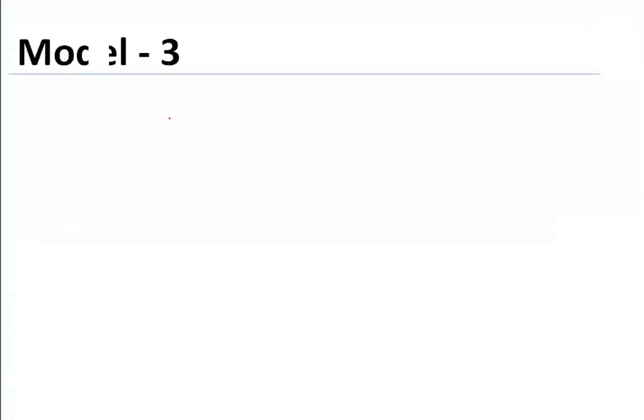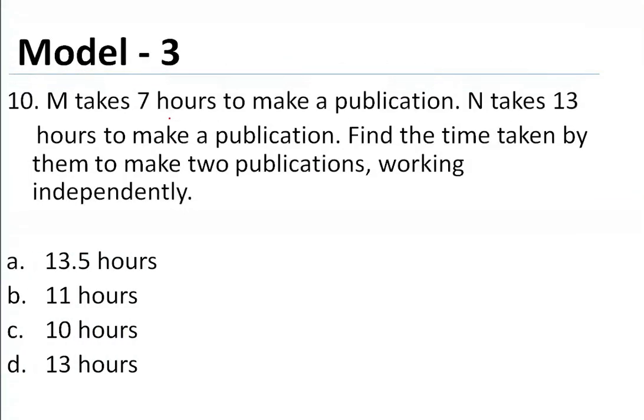Model 3. I would like to know your thought process here. No rush. Please try to understand the meaning of the question, and then answer. This is a puzzle question which involves the concept of time and work. Please see the question carefully, understand, and then answer.